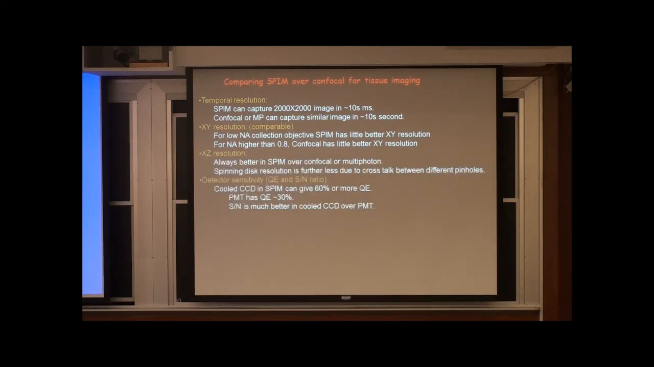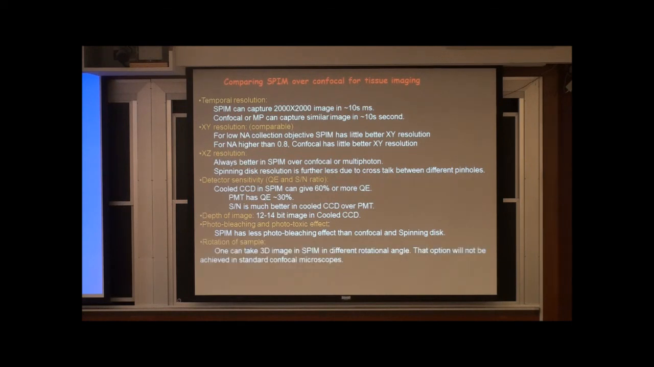XZ is always better. Detection sensitivity wise, this one is using a camera, so it has a higher quantum efficiency, and the depth is better than confocal, and it also has the photobleaching advantage I already told you about. Also, in my case I can rotate the sample, so with X, Y, Z I can also take the theta image. So basically you can do tomography kind of imaging information.